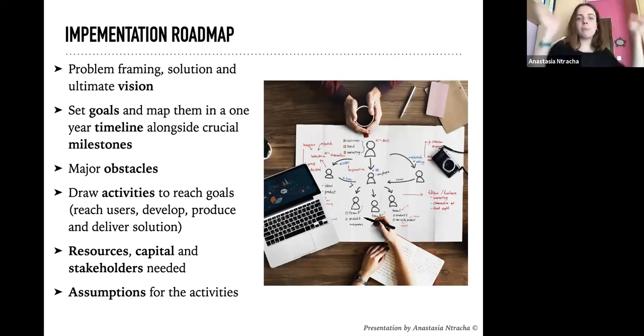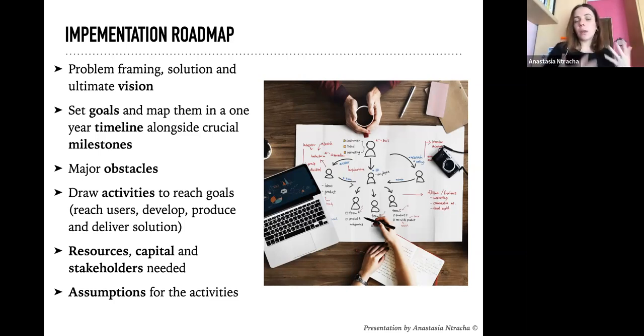You take a big piece of paper, you write down your problem, you write down your solution, and what is the ultimate vision. Okay, so for us, our ultimate vision would be that every parent around the world has I Cry to Talk in their phones, at least for the first year being parents. And then you are creating a timeline.